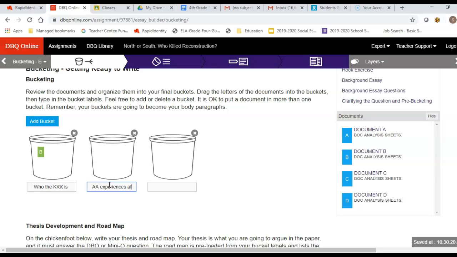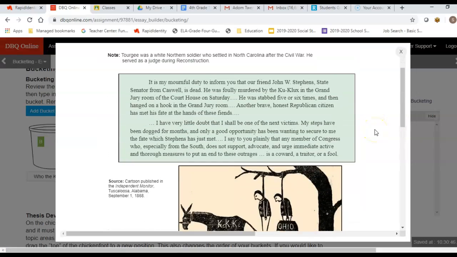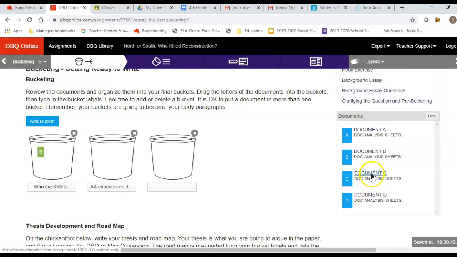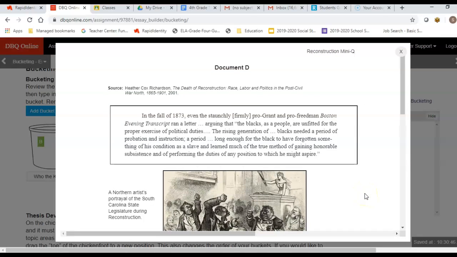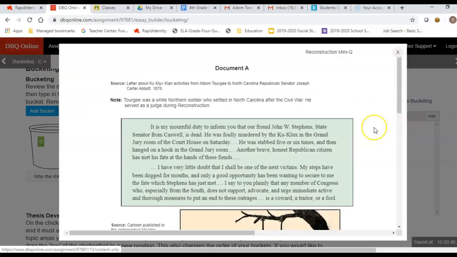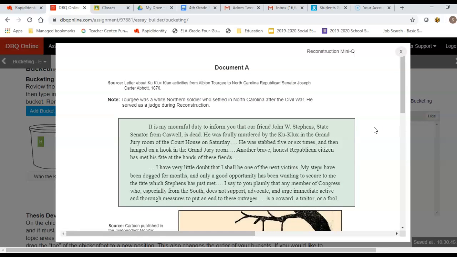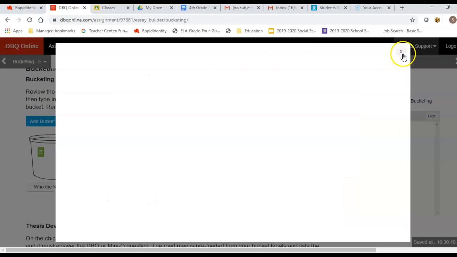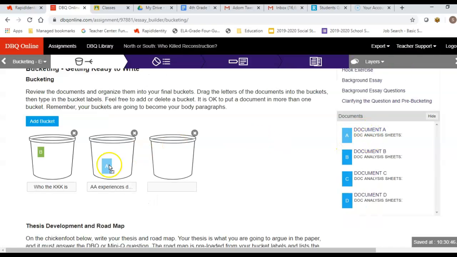Or let's just say African American experiences during the Civil War. So I remember one of these documents, I did document A already, was from an actual slave. So that's a great document to put in here because it gives a primary source of how slaves felt. And I can also put in document A because it talks about somebody from the North that moved in and how they felt.